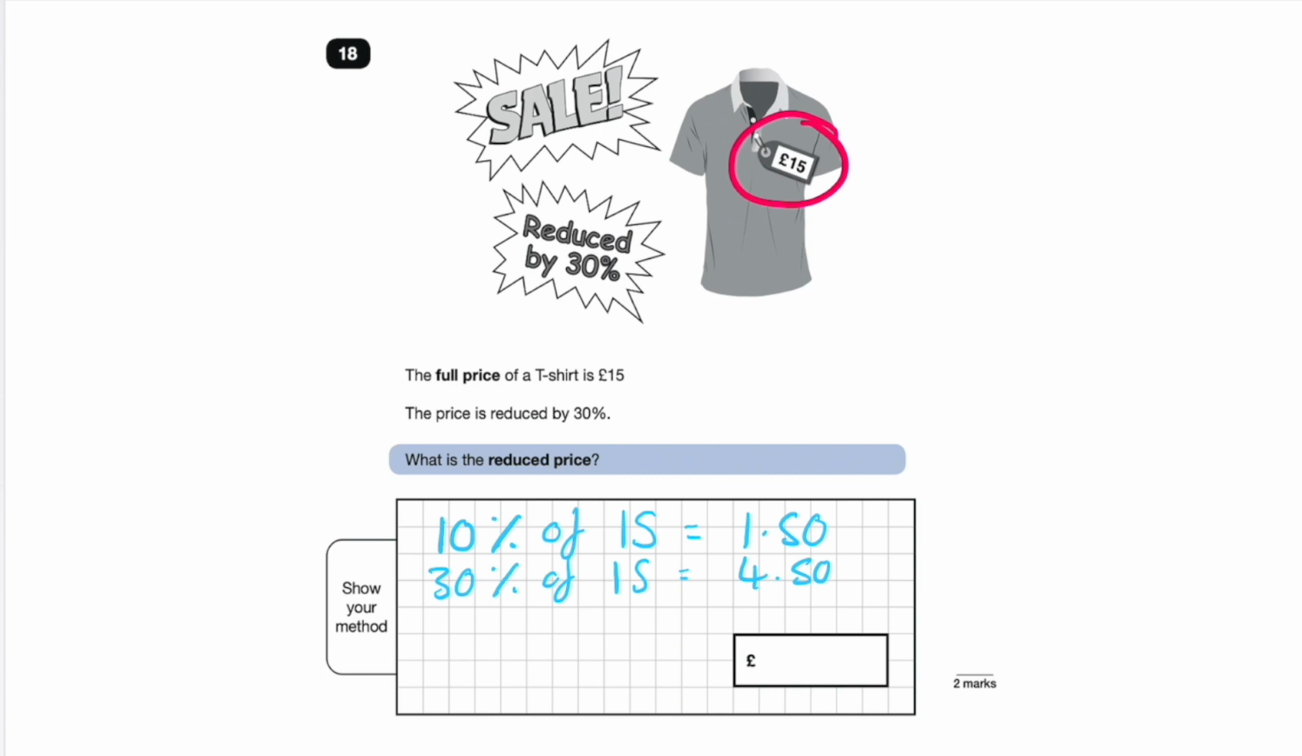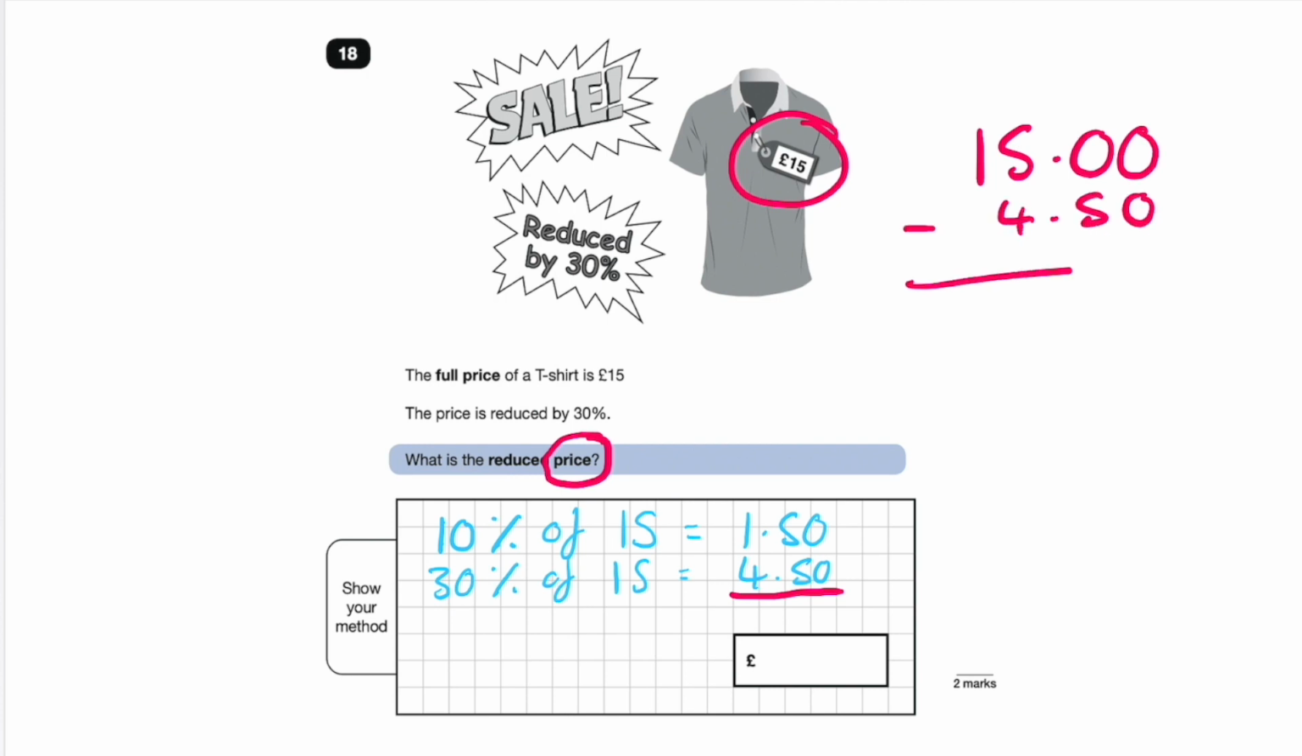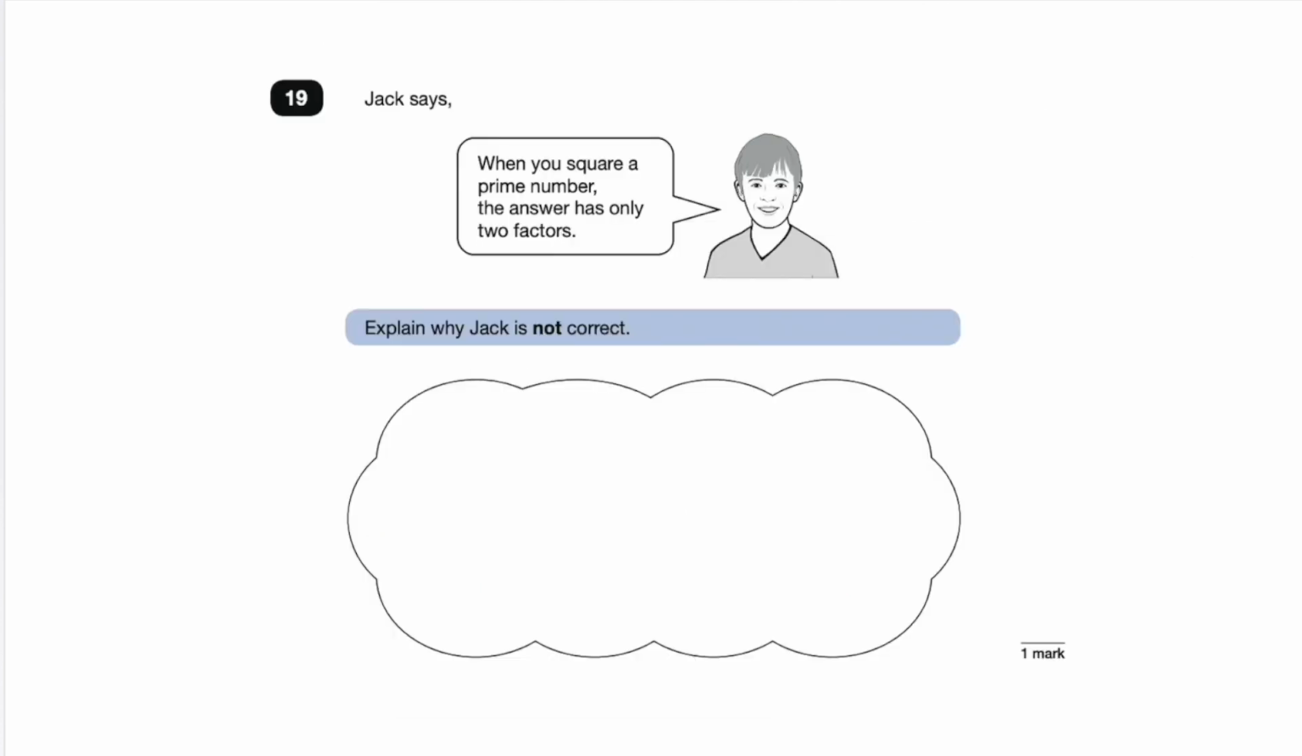But that's not finished. This is how much the t-shirt was reduced by, but it asked me for what is the reduced price. So what's the new price? So it was £15, and we're subtracting £4.50 away. So let's do that then. 0 subtract 0 is obviously 0. 0 subtract 5 we can't do, so I'm going to have to look next door. 10 subtract 5 is 5. 4 subtract 4 is 0. And 1 subtract nothing is 1. So my total price after the reduction of 30% is £10.50.